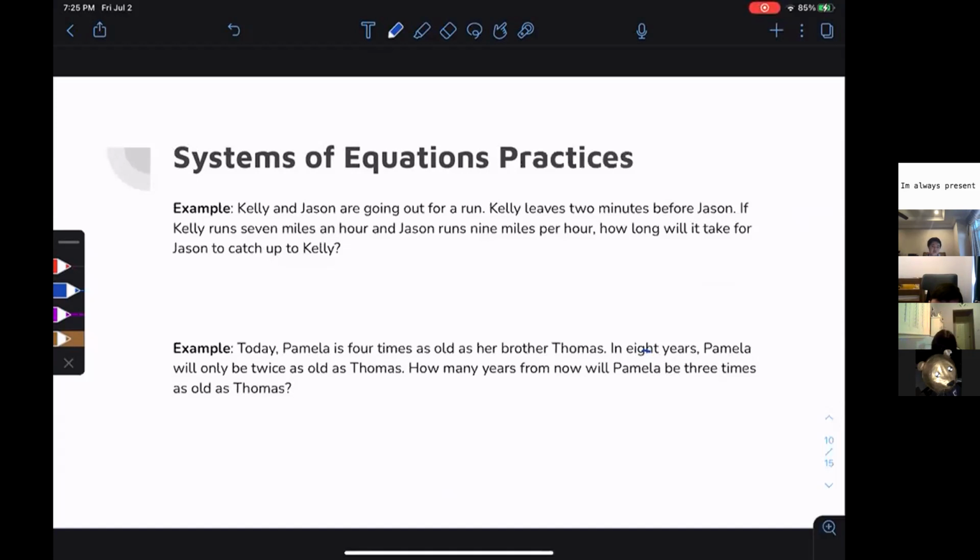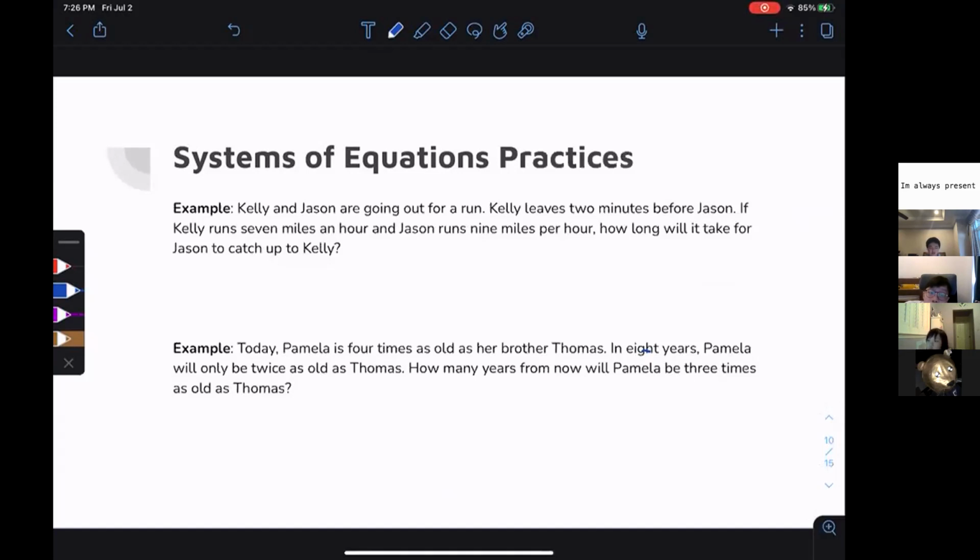And so now we'll just go over some system of equations practice. I'll give you a while for these. For this first one, Kelly and Jason are going out for a run. Kelly leaves 2 minutes before Jason. If Kelly runs 7 miles an hour and Jason runs at 9 miles per hour, how long will it take Jason to catch up to Kelly?